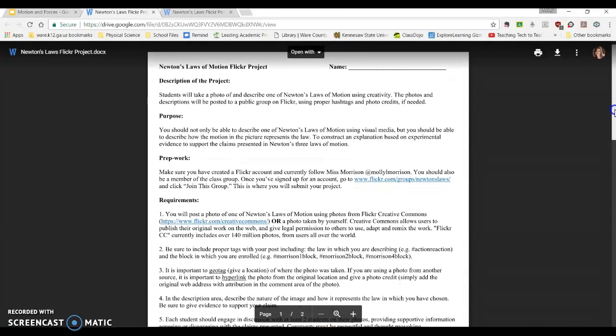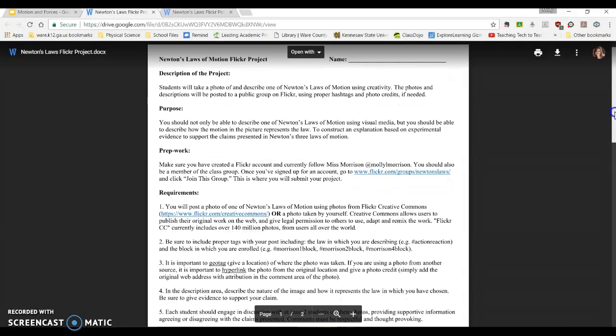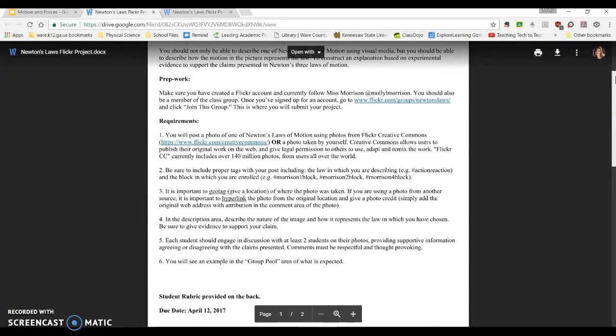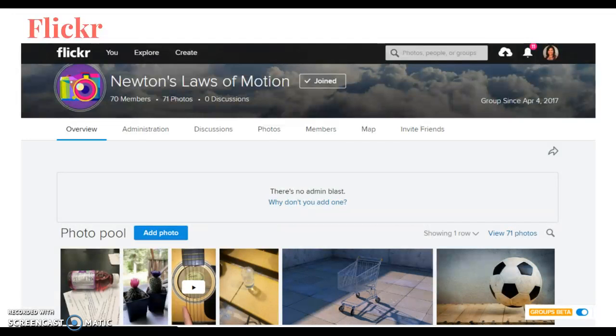Students have a variety of requirements on this project. They will be required to post their own photo. However, in order to differentiate, I do allow students to use photos already taken as long as they use Flickr Creative Commons. Students are required to comment on other peers' photos, giving evidence on whether they support the law and the picture that is represented, or if they disagree with this law. Students wishing to expand on this, as an extension, may include more than just one law.